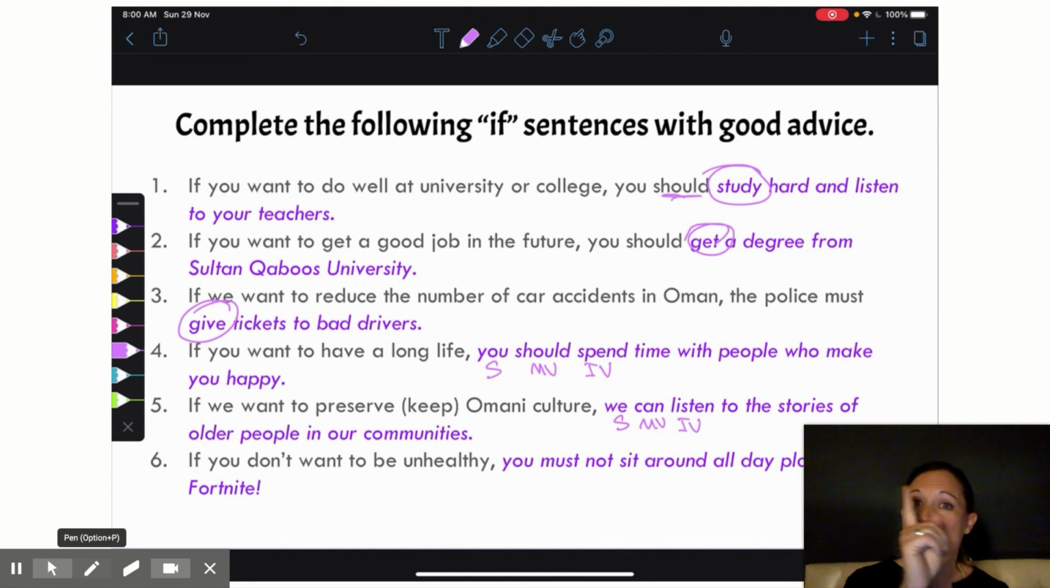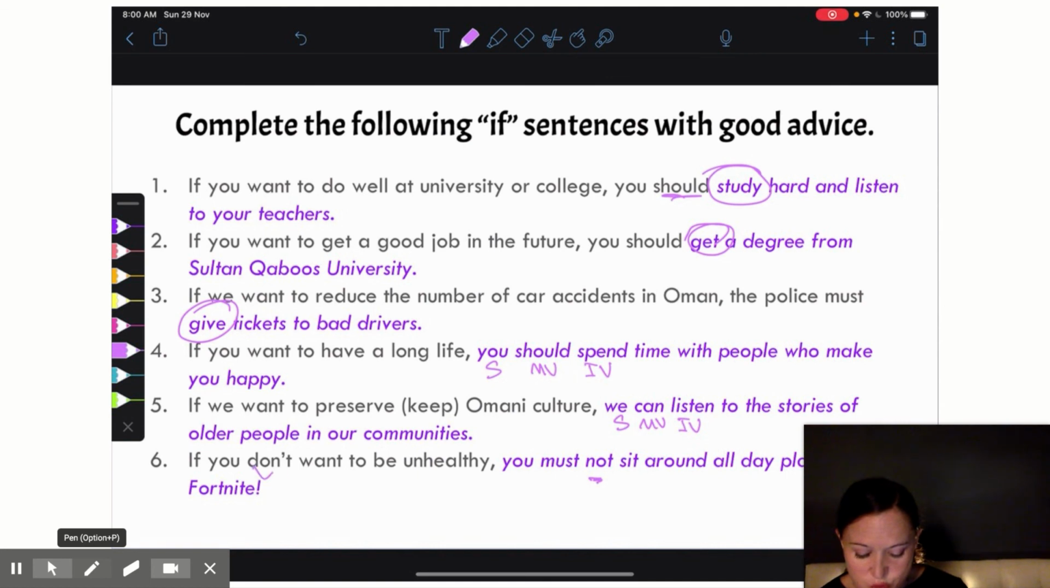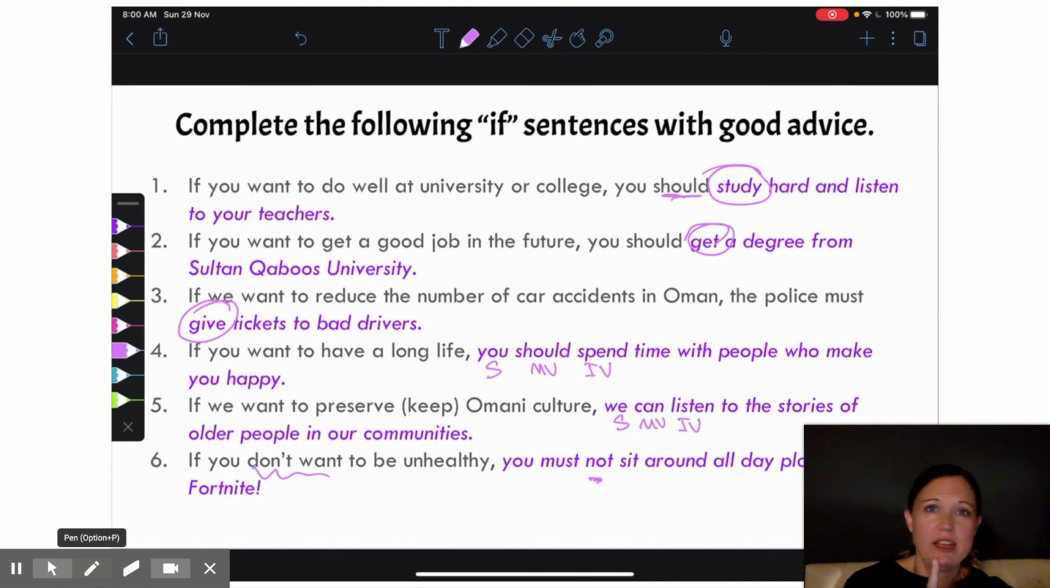And finally, if you don't want to be unhealthy, who wants to be unhealthy? No one. You must not sit around all day playing Fortnite. Get off your couch. Go for a run, go for a walk, enjoy the nice weather. So again, if you don't want to be unhealthy, you should eat more fruits and vegetables, or you could have a negative activity. You must not sit around all day.